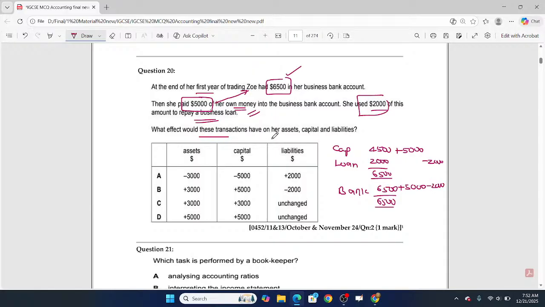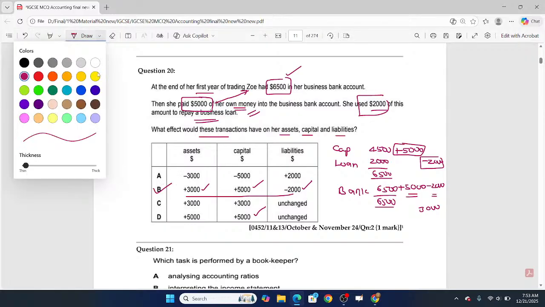What effect would these transactions have on assets, capital, and liabilities? Now, ultimately, compared to the earlier one, capital increases by 5,000. So this one is right. And loan decreases by 2,000. So this one is correct. And bank balance increases by 3,000, right? 5,000 increases, 2,000 decreases, ultimately an increase of 3,000. 3,000 increase in assets. So this one is also correct. All three will be correct in choice B. So B is chosen here. Is that clear?